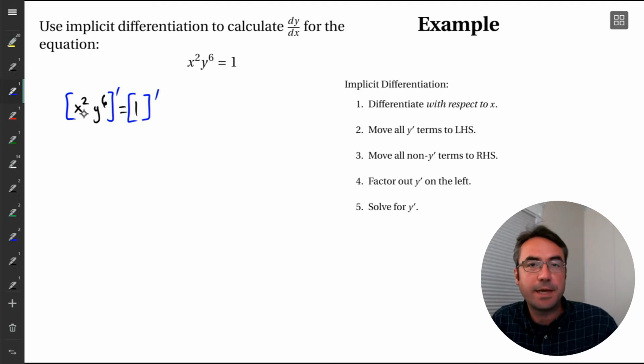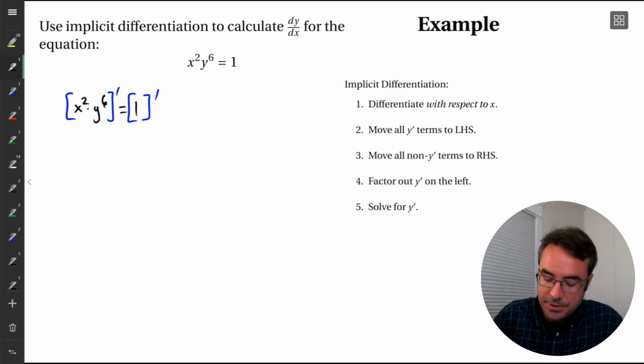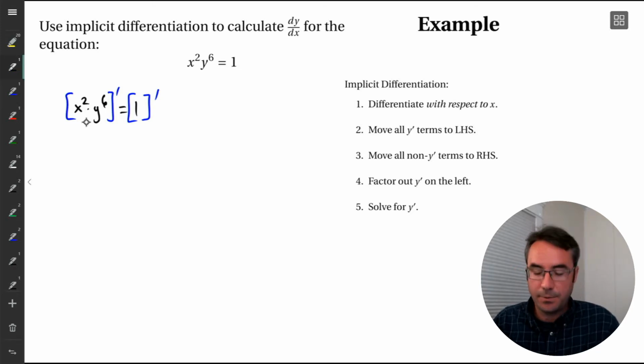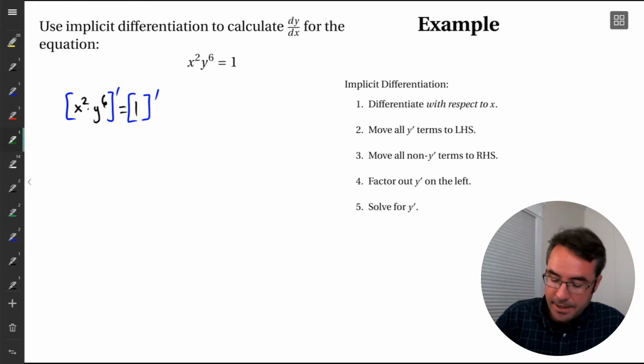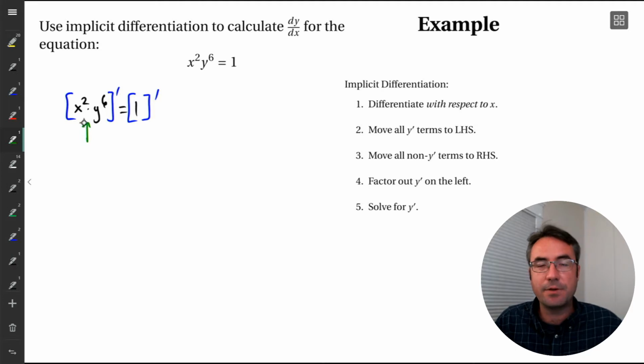Now we have multiplication here. So it's not like the last example where there was addition in between these two x and y terms. Here we have multiplication. And so the derivative doesn't break up so nicely over multiplication. And so what we have here is one term on the left, and this term involves both x and y.